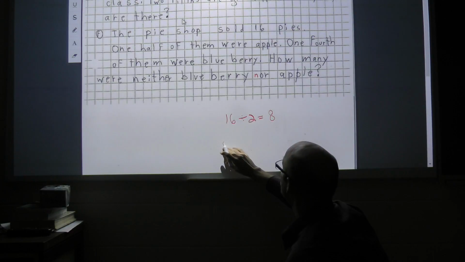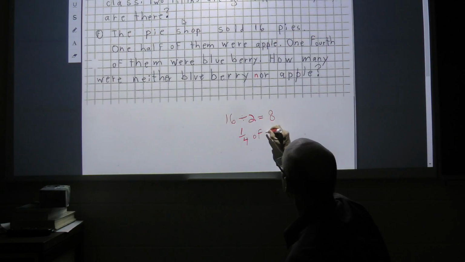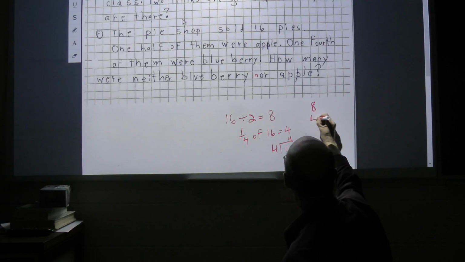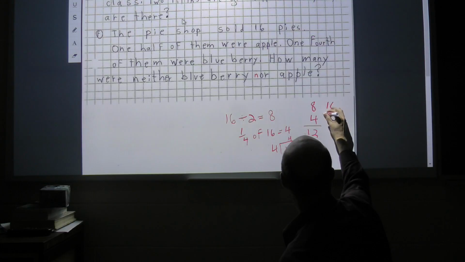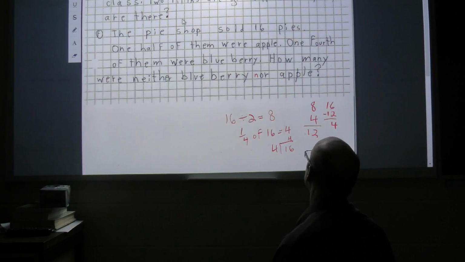1/4 of these pies were blueberry pies. We can figure out 1/4 of 16, and we know that that equals 4, because 4 goes into 16 4 times. So we have 8 apple pies so far, and we have 4 blueberry pies for a total of 12 pies. We have 16 pies in all, so 16 minus 12 tells us that 4 pies are neither blueberry nor apple.